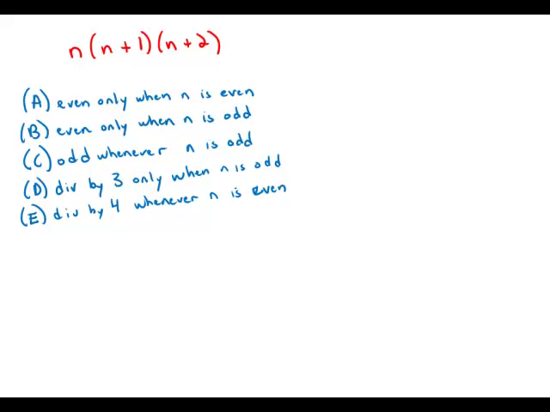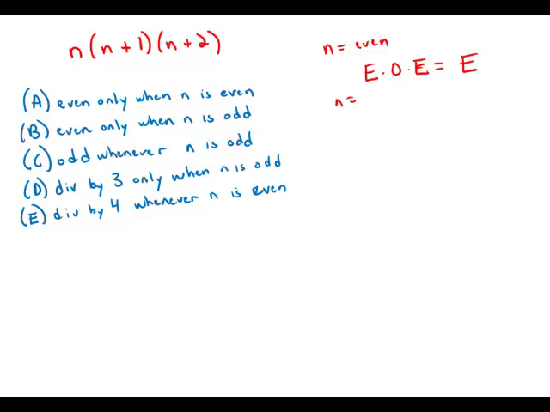If n is a positive integer, then n times n plus 1 times n plus 2 is which of the following? Well, first of all, 3 of the answer choices deal with even and odd, so let's just see what happens with that first. If n is even, then what we're going to have is even times odd times even, and this would have to be an even number.